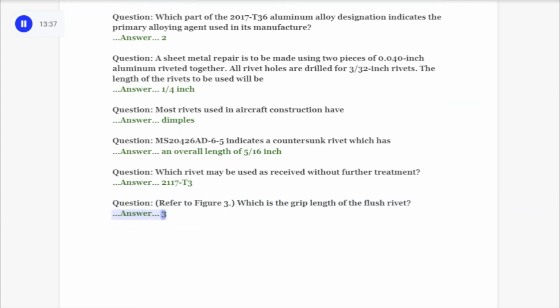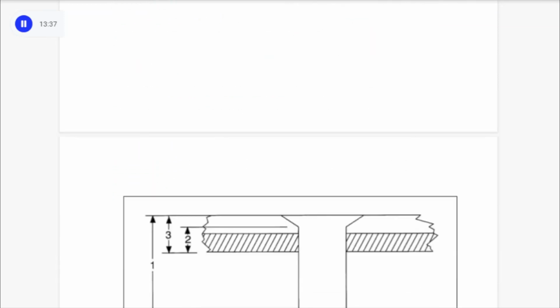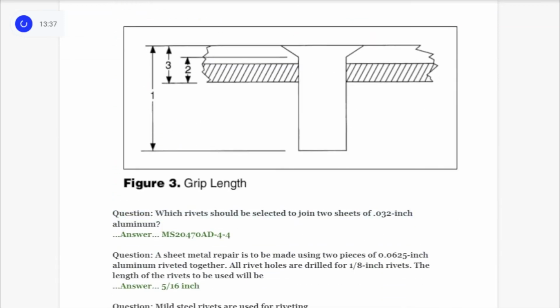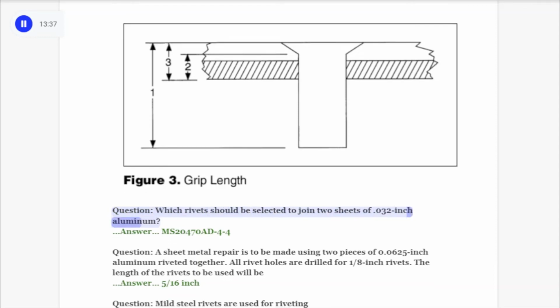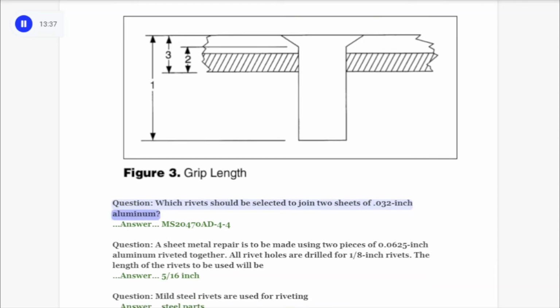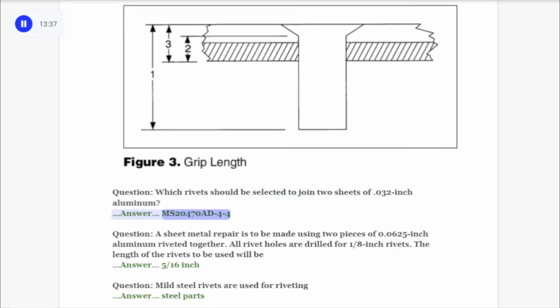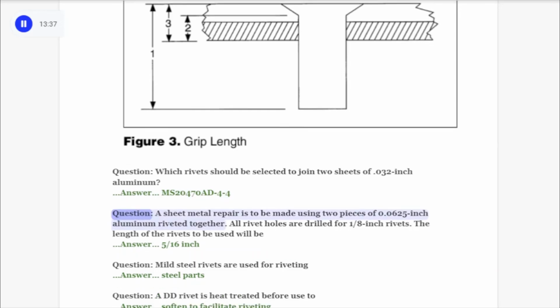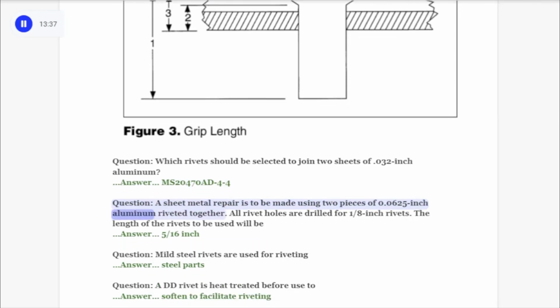Answer: 3. Question: which rivets should be selected to join two sheets of 0.032-inch aluminum? Answer: MS20470AD4-4. Question: a sheet metal repair is to be made using two pieces of 0.0625-inch aluminum riveted together.